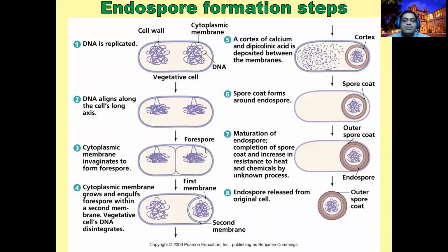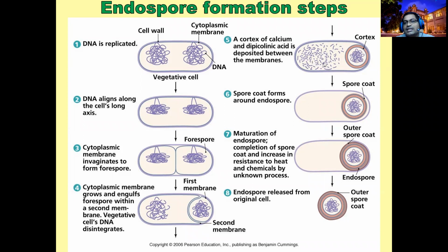The cytoplasmic membrane grows and engulfs the spore. Here the cytoplasmic membrane grows further and engulfs the spore within a second membrane. Here you can see it is fully engulfed, and the vegetative DNA will disintegrate.